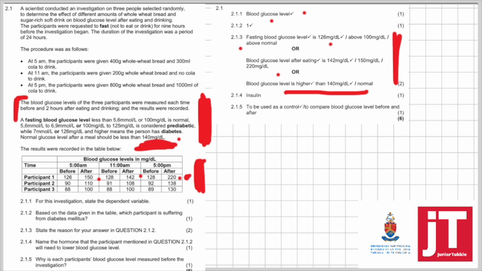214. Name the hormone that the participant measured in 212. Mentioned in question 212 will need to lower the blood glucose level. So what hormone lowers the blood glucose level? We know it as insulin.